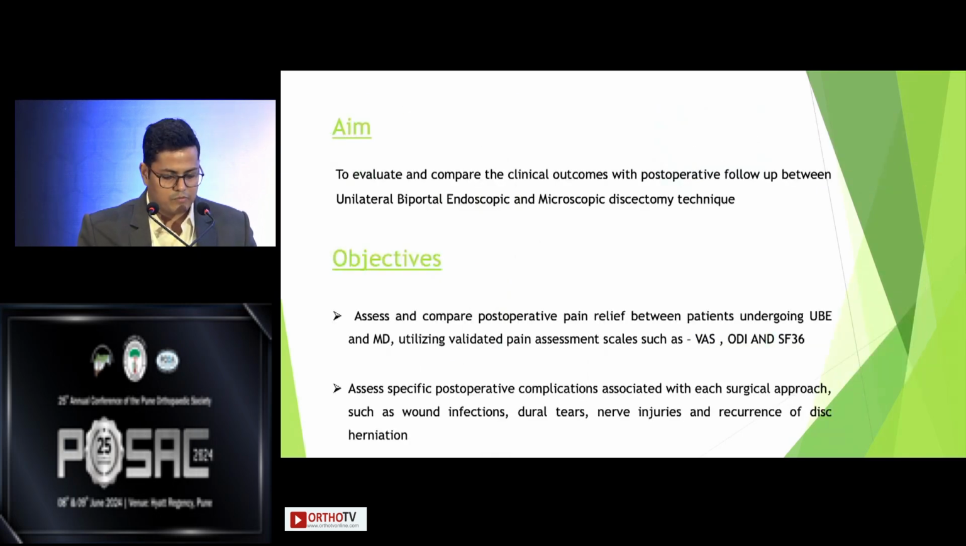The aim of our study was to evaluate and compare the clinical outcomes with post-operative follow-up between unilateral biportal endoscopic and microscopic discectomy techniques. The objectives are to assess and compare the post-operative pain relief between patients undergoing UBE and MD, utilizing validated assessment scores such as VAS, ODI and SF36, and to assess specific post-operative complications associated with each surgical approach.